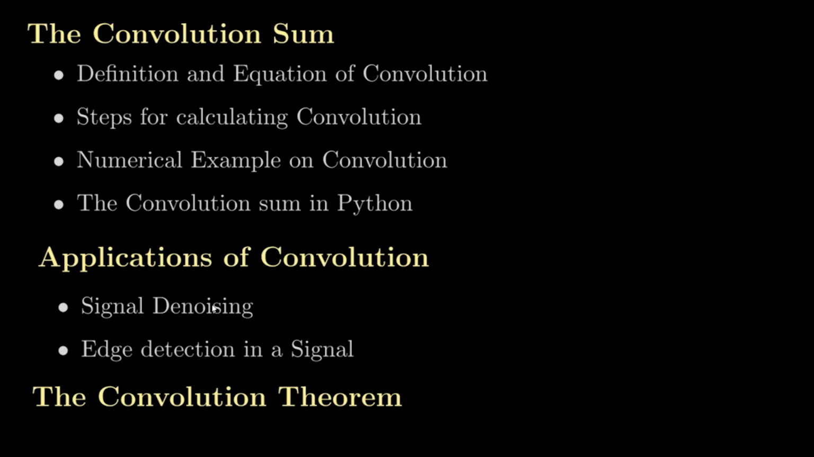The first one is signal denoising, which means removing unwanted noise from a signal using convolution. The second one is edge detection in a signal, where we will see how convolution helps us detect edges or sharp transitions in a signal that is changing over time.